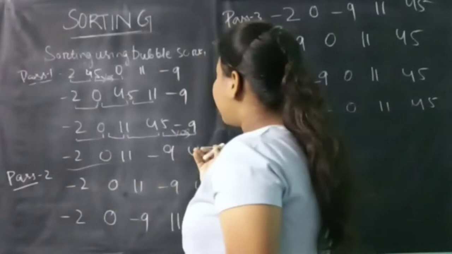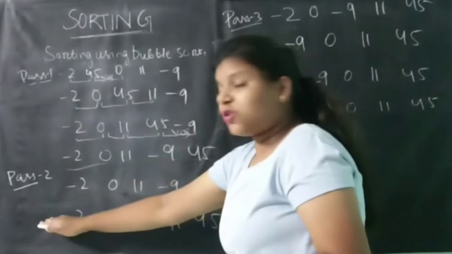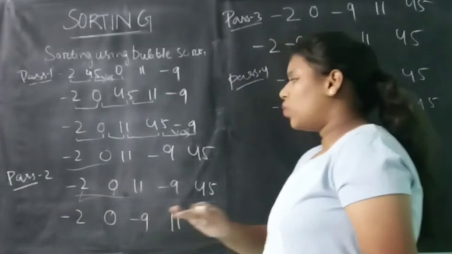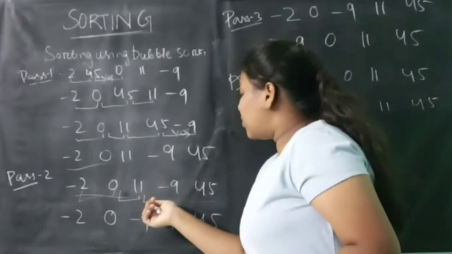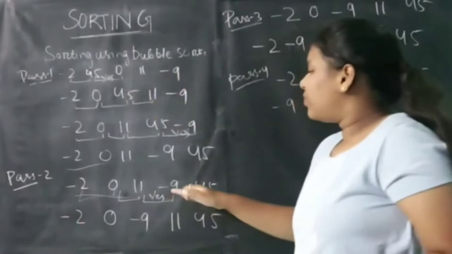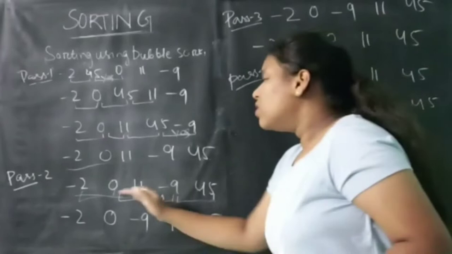Now once the element has reached from the first to the last, pass 1 is completed. Next it is pass 2. Now you can see that this is our result list. Now again it will start comparing -2 to 0, no swapping. 0 to 11, 0 is less than 11, no swapping. 11 to -9, -9 is less than 11, so there is a swap. Now this is our result list. It has reached till the last one. Now 11 is less than 45, so no problem, no more swaps.